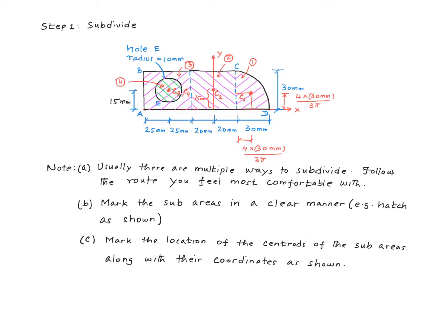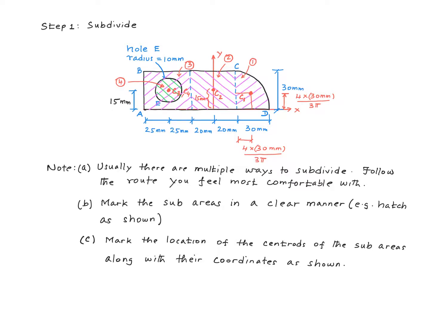Step 1 is to come up with a subdividing scheme. When you do, keep in mind these points. Firstly, there are usually multiple ways to do this. In this example, I can see at least two different ways. This is one way, and here I have subdivided this composite shape into this quarter circle, this middle rectangle, this left rectangle, and the circle. The quarter circle and the two rectangles are to be added together, and the circle is to be subtracted.